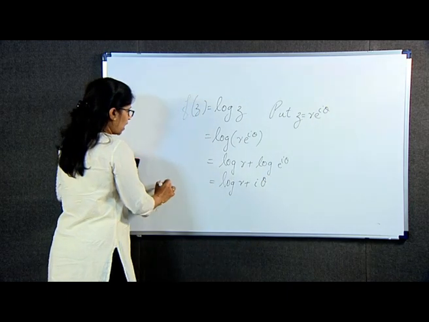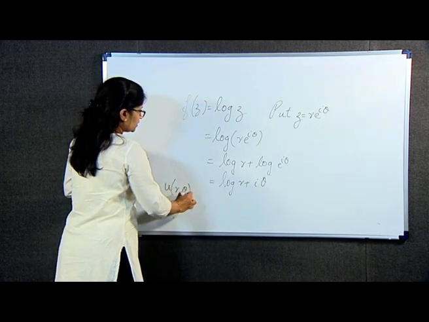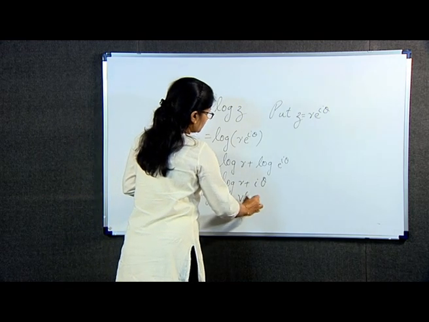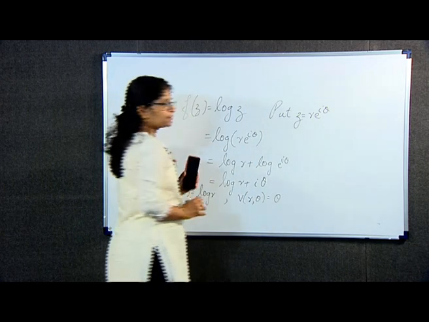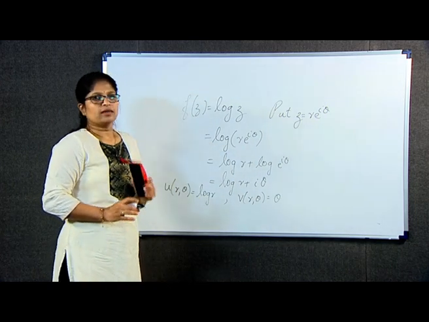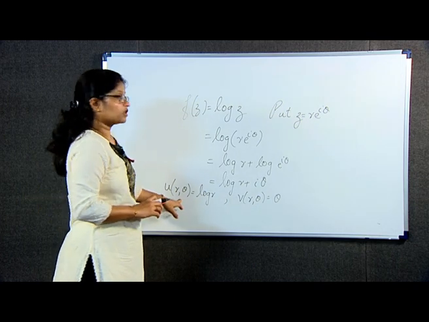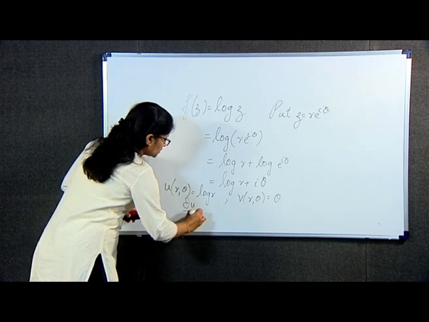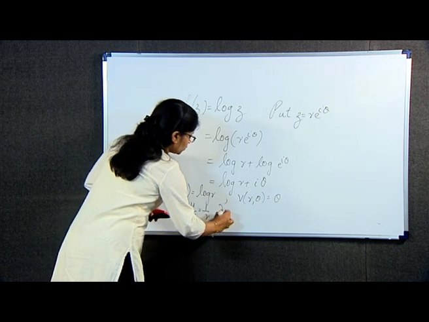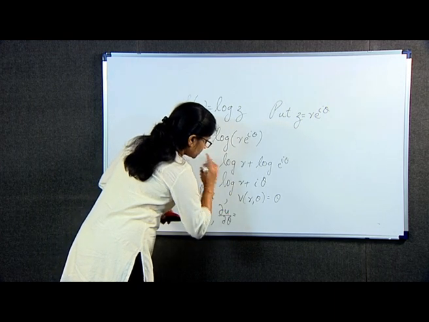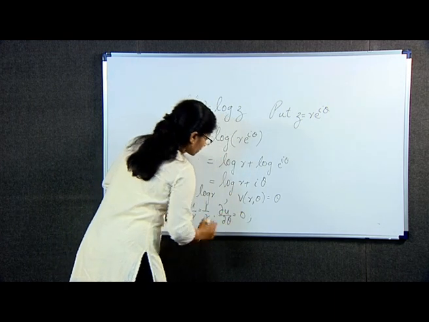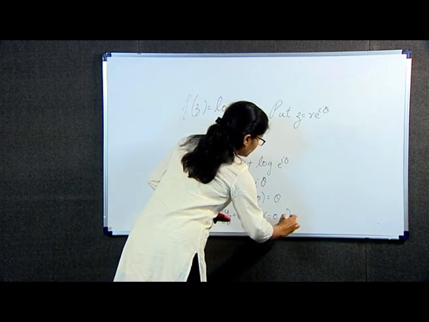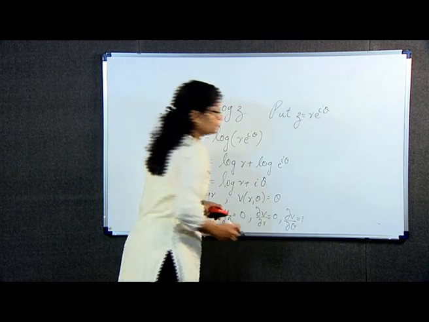So, now what is your u(r, theta) here? u(r, theta) is log r and v(r, theta) is theta. Okay? So, again you will have to find the partial derivatives of first order with respect to r and theta. So, you have dou u by dou r, which is 1 by r, dou u by dou theta, which is 0, dou v by dou r, which is 0, and dou v by dou theta, which is 1.